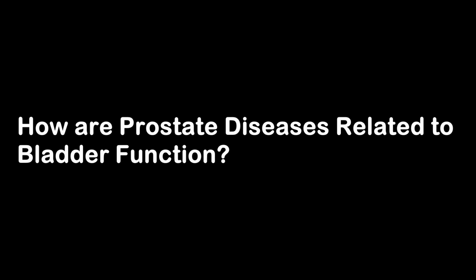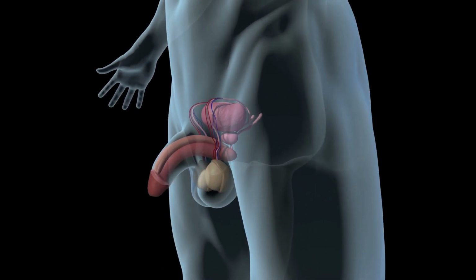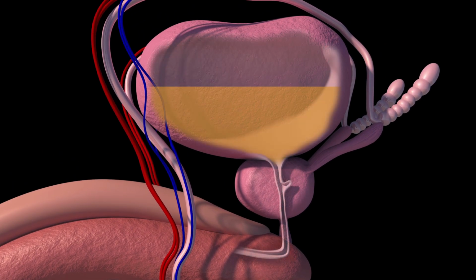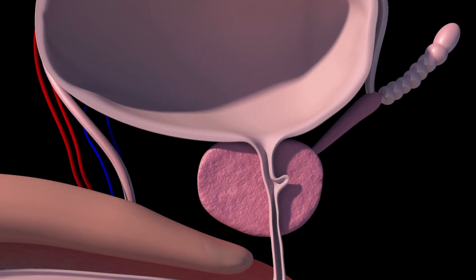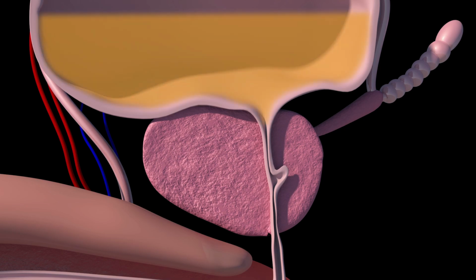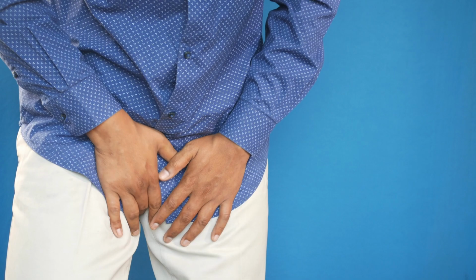How are prostate diseases related to bladder function? Prostate and bladder diseases can be interconnected because anatomically and functionally, these two organs are closely situated and interact closely. Enlargement of the prostate gland can exert pressure on the urethra, which passes through the prostate. This can lead to difficulty urinating, weakened urine flow, a feeling of incomplete urination, and urgent trips to the restroom. Inflammation of the prostate gland, prostatitis, can cause pain or discomfort in the pelvic area, which also affects the bladder. This results in frequent urination and other symptoms related to bladder function.